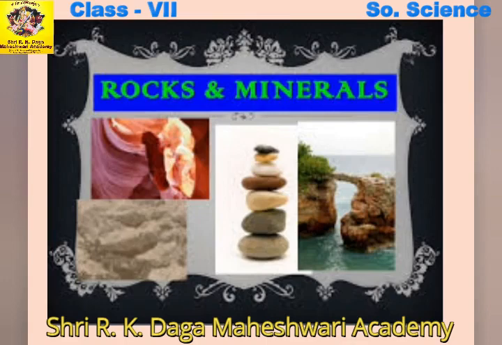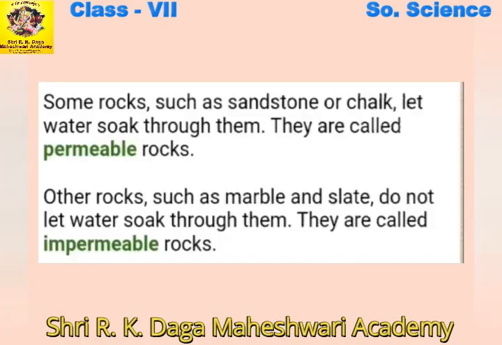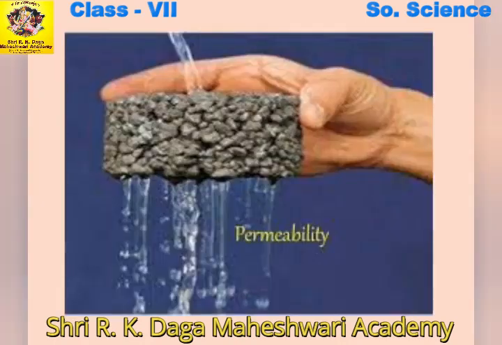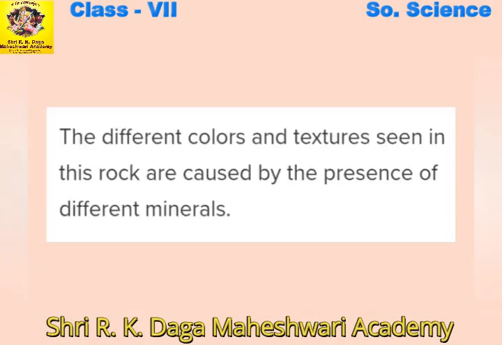They have been on the earth for over 4 billion years. Any natural mass of mineral matter that makes up the earth's crust is called a rock, and some rocks do not allow water to pass through them. These are called impermeable rocks, and those which allow water to pass through them are called permeable rocks. So students, rocks are generally of two types, impermeable rocks and permeable rocks. There is a great variety of rocks. They vary in their mineral composition, color, texture, permeability and size.